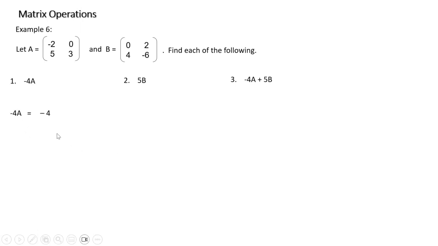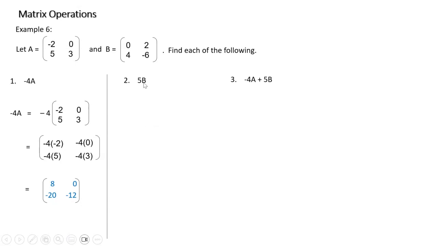So negative 4A is going to be negative 4 times every element in A. So negative 4 times negative 2 will give us a positive. It's going to be negative 4 times negative 2, negative 4 times 0, negative 4 times 5, negative 4 times 3. And here's the result. Negative 4 times negative 2 will give us a positive 8. Negative 4 times 0 will give us a 0. Negative 4 times 5 will give us negative 20. And negative 4 times 3 will give us a negative 12.